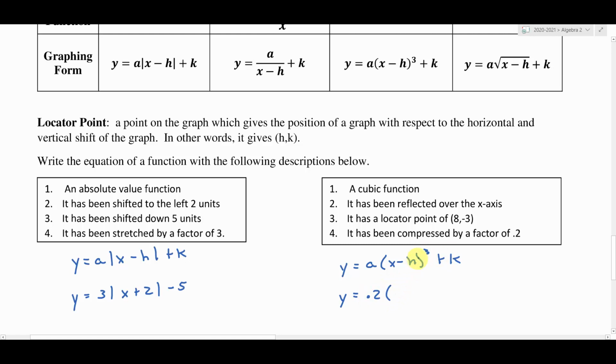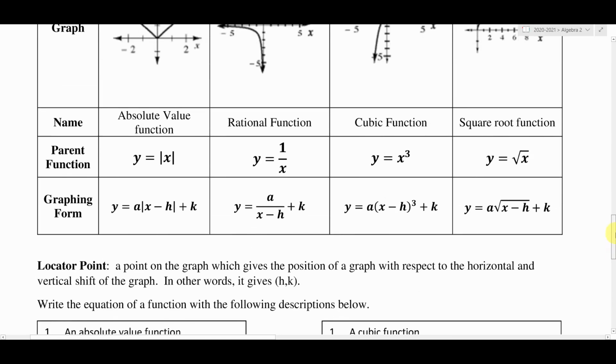Now H and K, those come from left and right and up and down movement, right? So the H represents our left and right movement, and the K represents our up and down movement. Now it doesn't say specifically that it's been moved left or right or up or down, but it does tell us that it has a locator point of 8, -3.